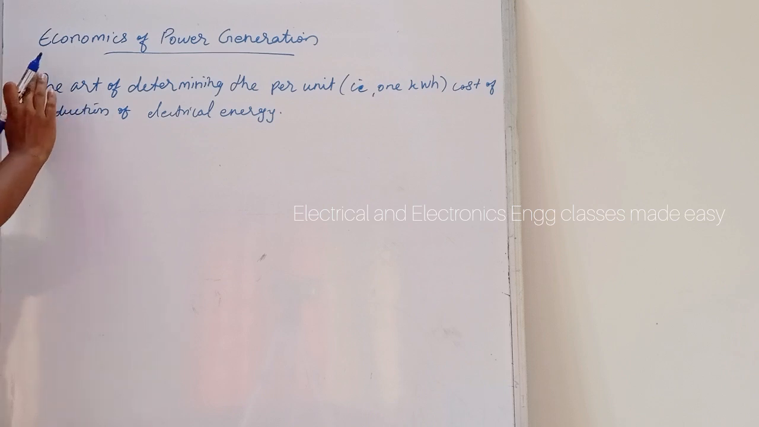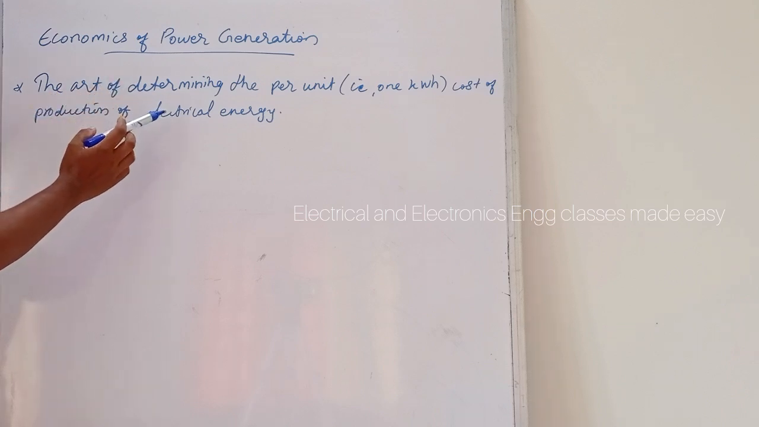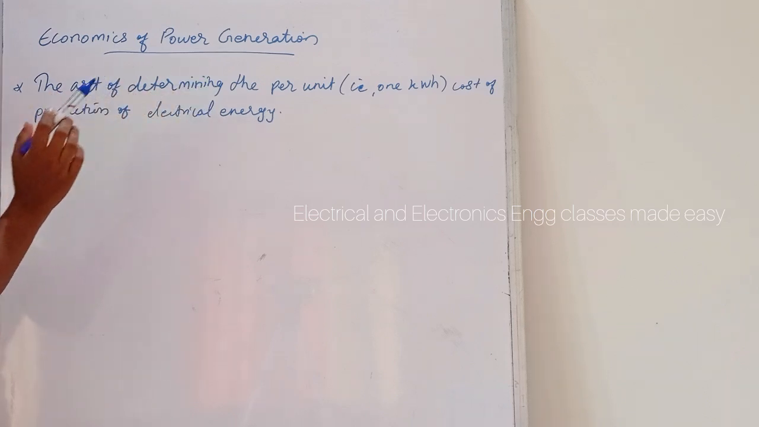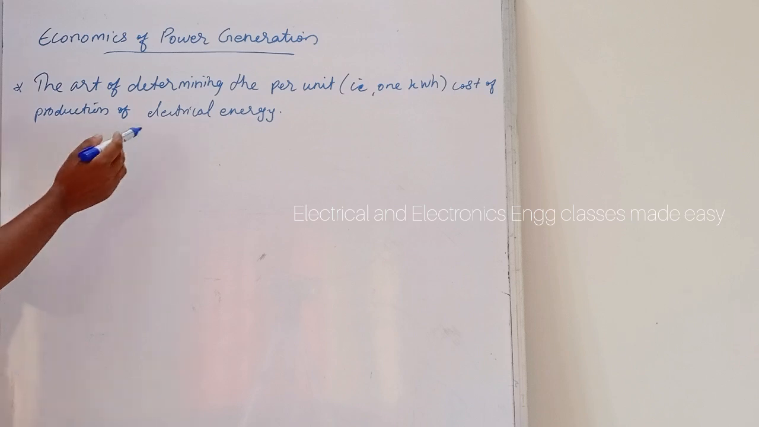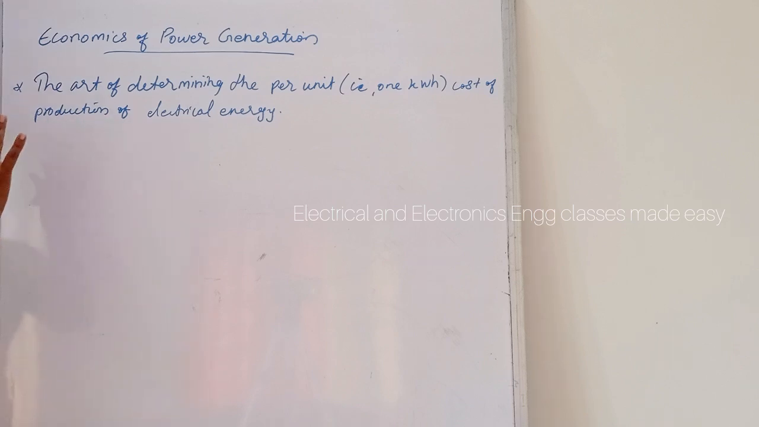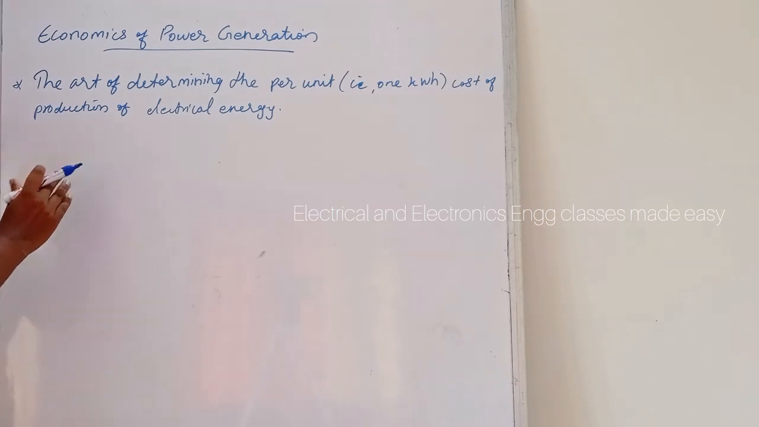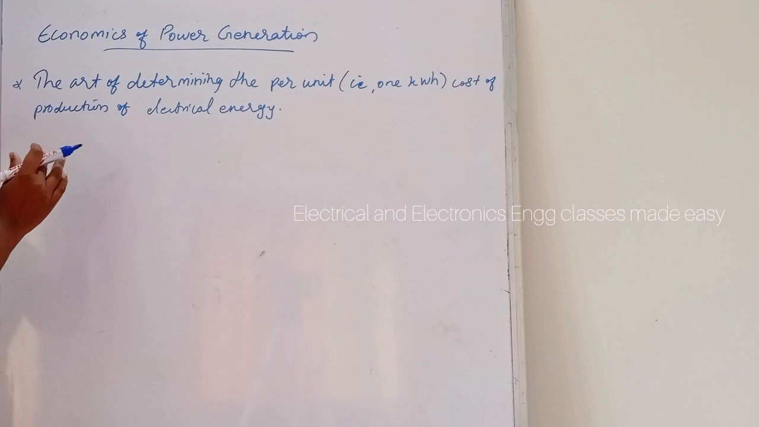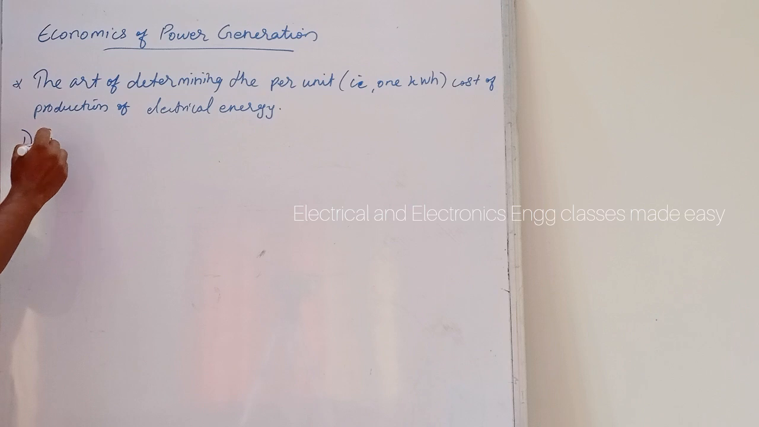So economics of power generation means the art of determining the per unit cost of production of electrical energy. So there are several factors which influence the production cost, and there are some terms that are used in the economics of power generation. First one is interest.